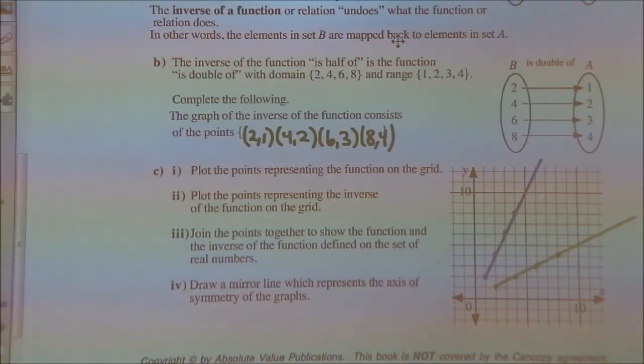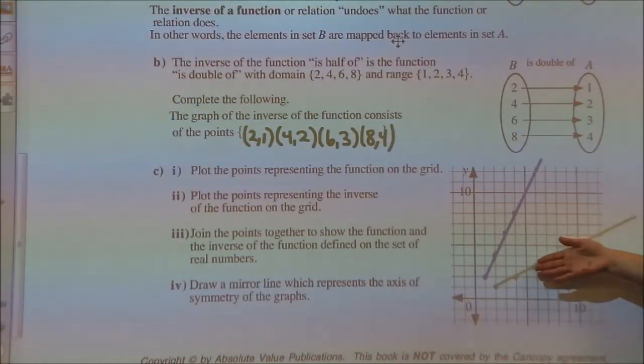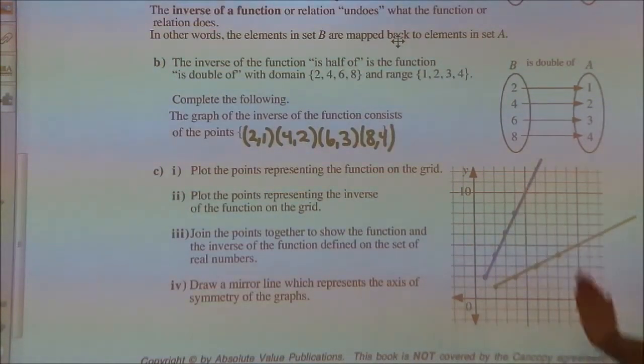The last part of this section says draw a mirror line which represents the axis of symmetry in this graph. In other words, draw a line that would become my reflection line. So we've reflected before over the y-axis, and we've reflected it over the x-axis. But is there a line that I could reflect this to this?